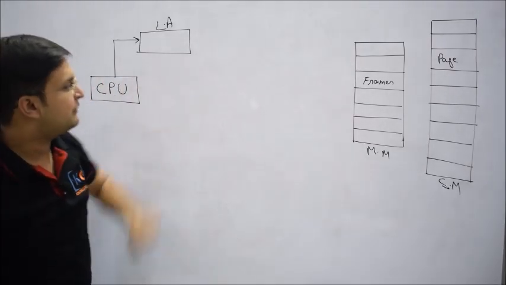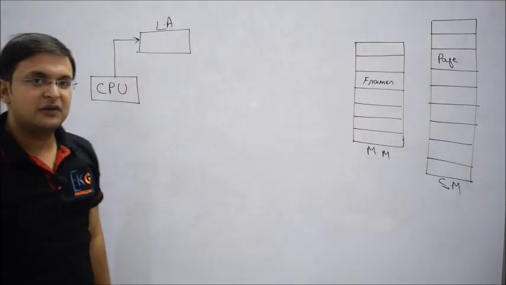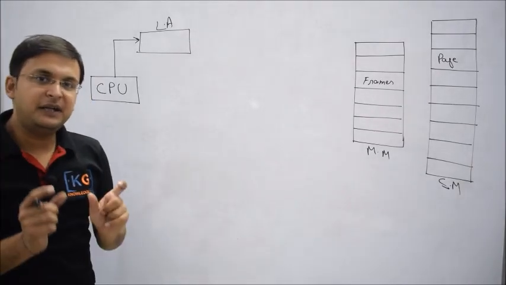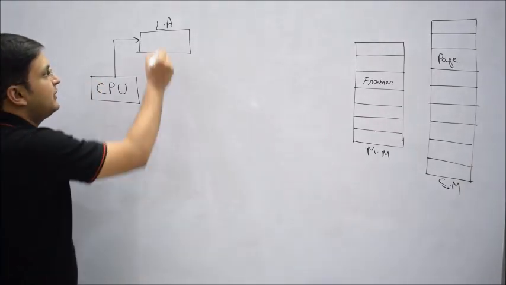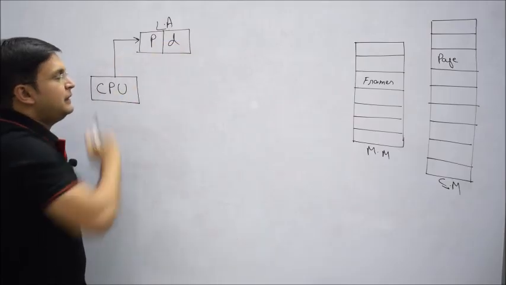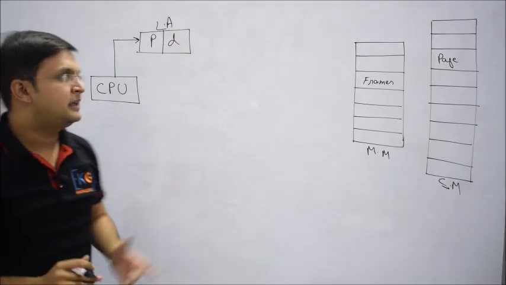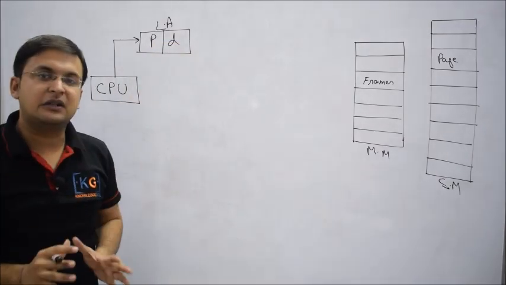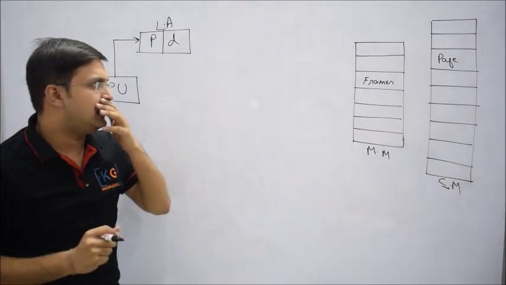But now you see, when the CPU generates a logical address, the address can be divided into two parts. What is that? You say P and D. Now what is P? P stands for page number and D stands for instruction offset. You understand this very easily.